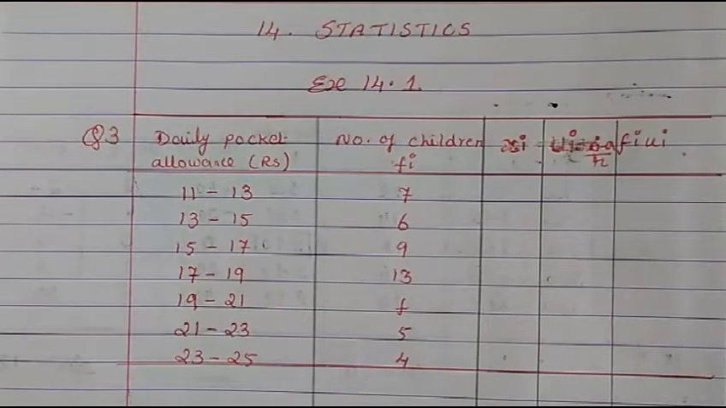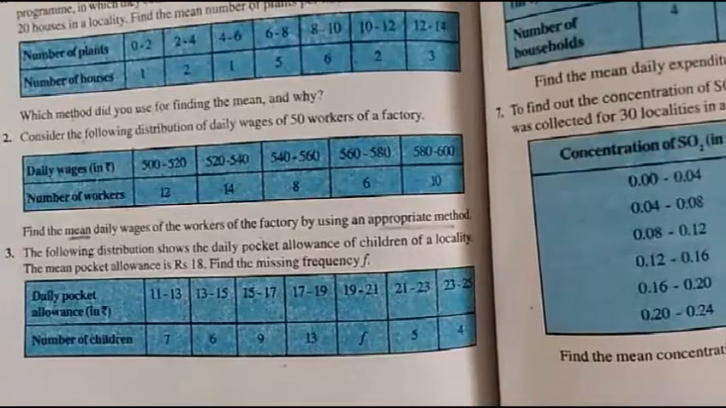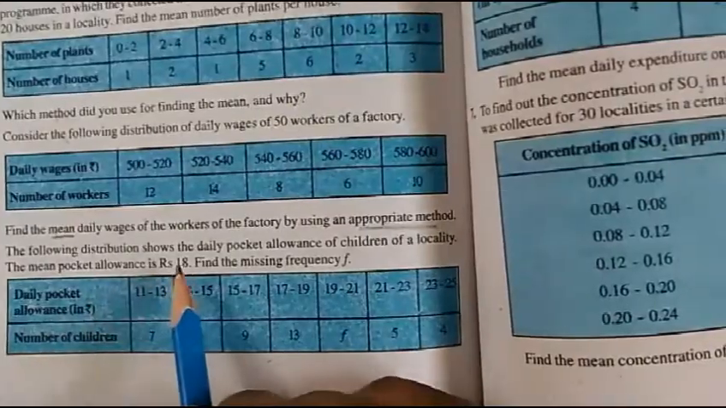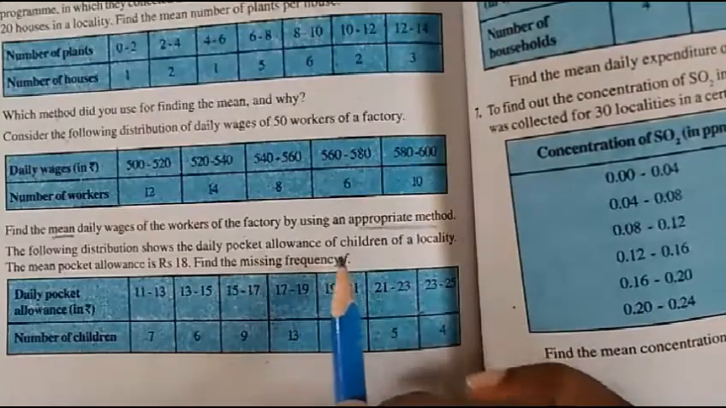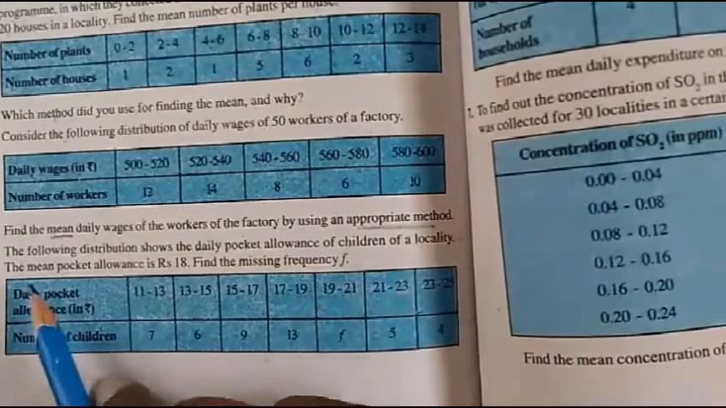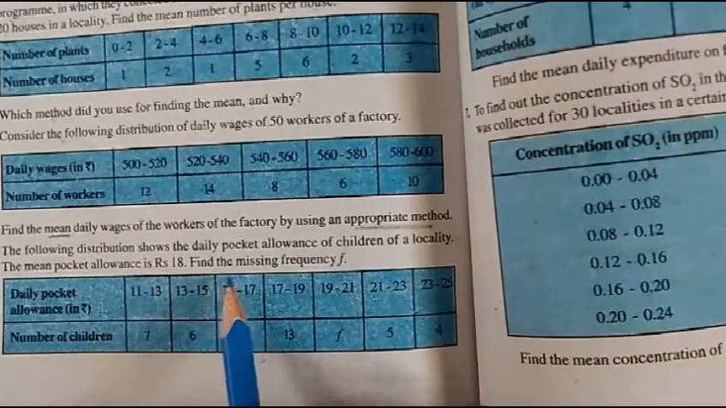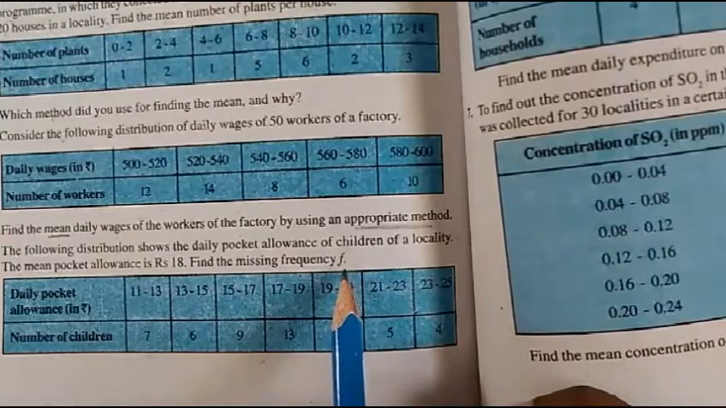Today we are going to study chapter 14 statistics, exercise 14.1, question 3. Question 3 is, the following distribution shows the daily pocket allowance of children of a locality. The mean pocket allowance is rupees 18. Find the missing frequency F.